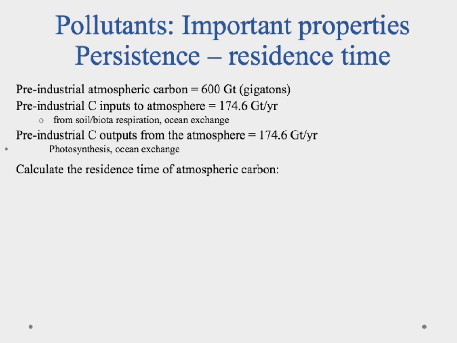Okay, so here is our first example problem, looking at how to calculate residence time, or perhaps the second one if you thought that first little lake problem was a good example. So we want to calculate the residence time of atmospheric carbon before the Industrial Revolution, so pre-industrial residence time of atmospheric carbon. So here we have the compartment size, or the mass of carbon in the atmosphere. So to get residence time, I'm just going to abbreviate it RT.